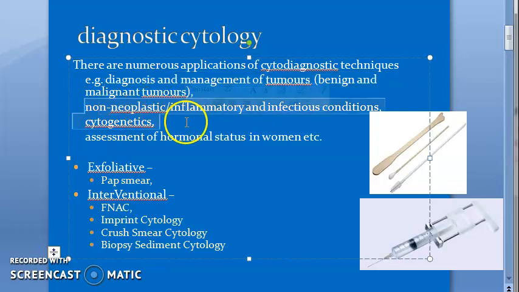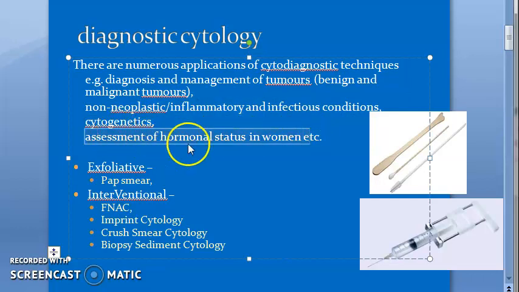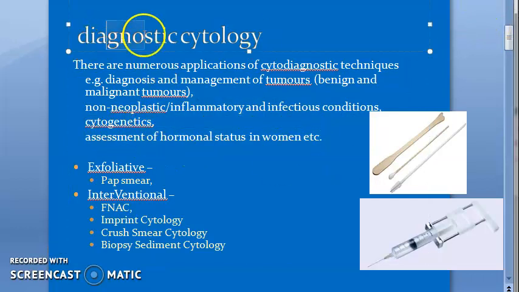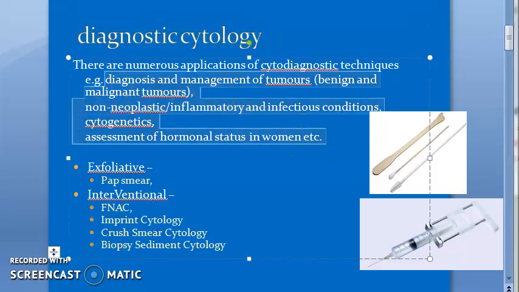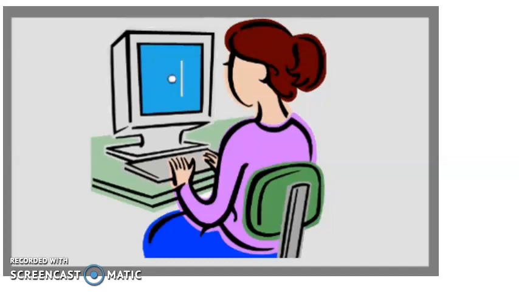Then in non-neoplastic conditions, basically you want to check the infectious condition, the inflammation. Cytogenetics, you want to study the genetics of these cells. That time also you need the cells. So how will you get the cells? By fine needle aspiration. And also you can assess the hormonal status in women. That's what they are saying here. So basically in diagnostic cytology, these are the numerous applications. We have seen overall why they do diagnostic cytology.